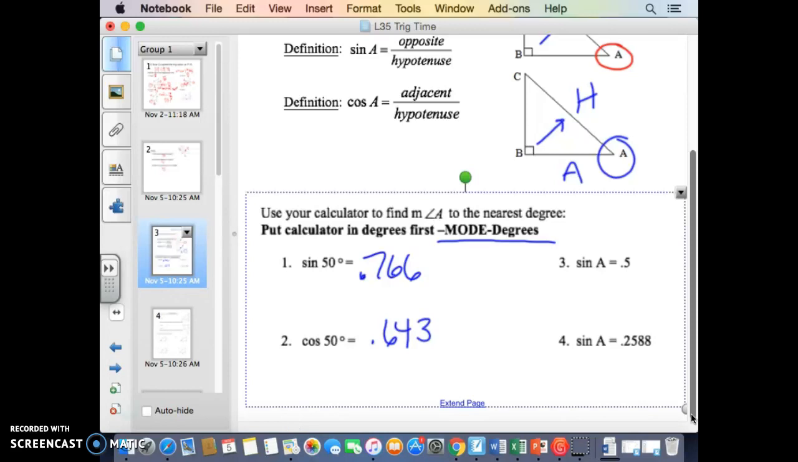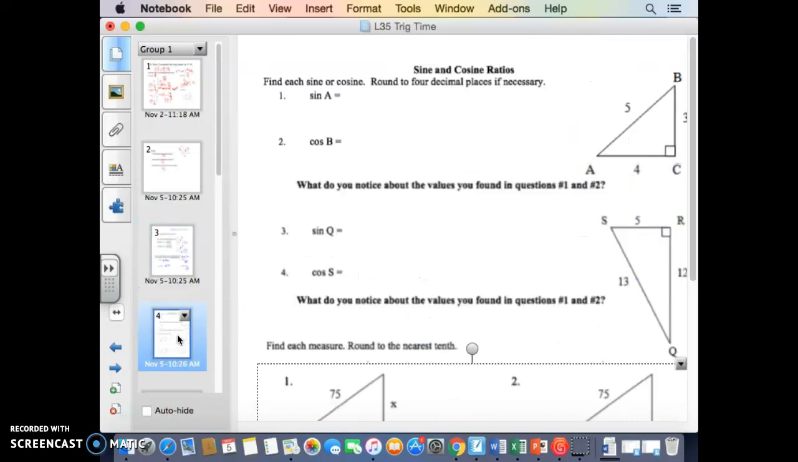Now, if you're looking for the angle measure, this is when you have to hit second first. So you hit second sin, and then type in whatever you have. And you should see sin to the -1 when you type it in. So let's hit second sin, and you hit 0.5, close parentheses, and hit enter. So this should be 30, and this is going to be degrees. Anytime you're looking for the angle, it's going to be in degrees. So for number 4, you're going to hit second sin, 0.2588, close parentheses, hit enter, and you should get about 14.99, which is about 15 degrees for this one. All right, that's how you use your calculator.